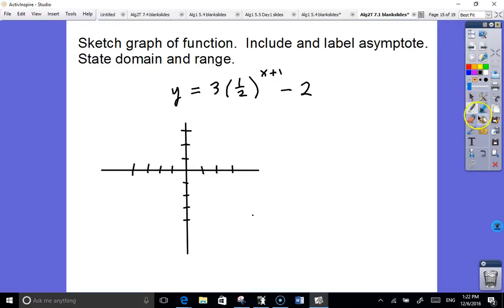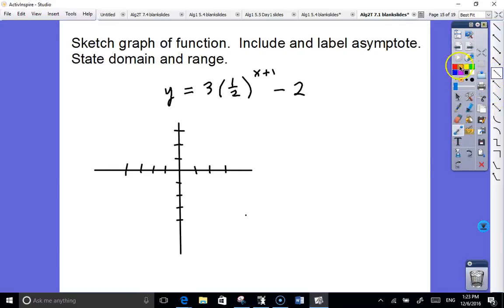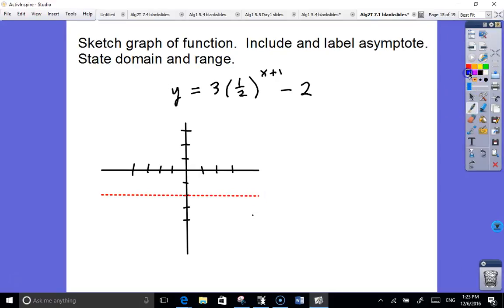Okay, so which one of these transformations is what is going to move the asymptote? The -2 is moving the whole thing down 2. So that would definitely move our asymptote, so we're going to show that first. And label it. Okay, now let's plot a couple points.